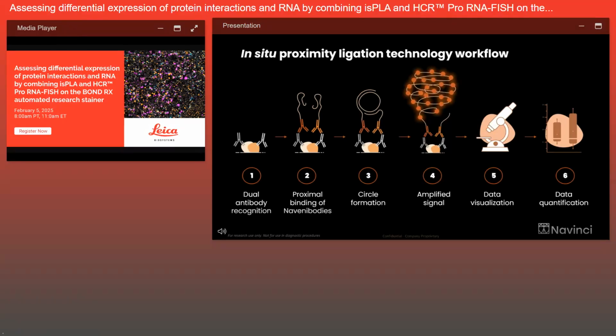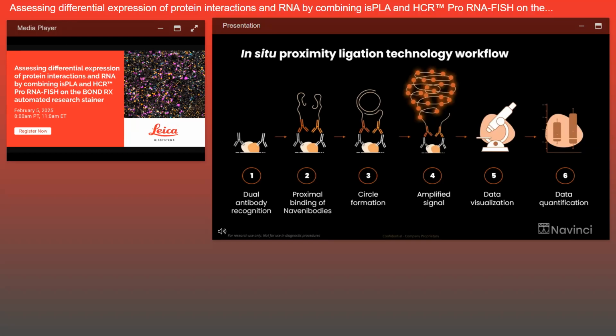Now, to give you an idea of the workflow, this technology can be used in any laboratory that performs IHC or IF staining. And of course, if you have a Leica BondRx, the automated versions of these workflows are usable. Let's take the example of a PD1, PD-L1 assay. We do standard tissue slide preparation, so baking, dewaxing, and antigen retrieval. We then add our two primary antibodies that are specific for our targets. We then follow this by adding Navinci bodies, which are secondary antibodies that are conjugated to oligonucleotides.